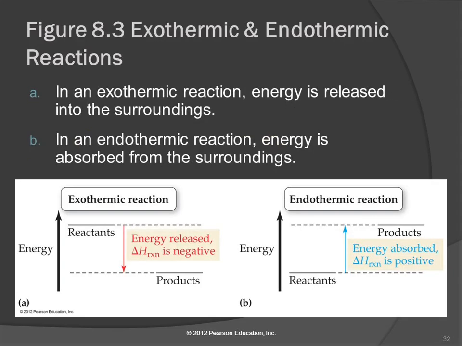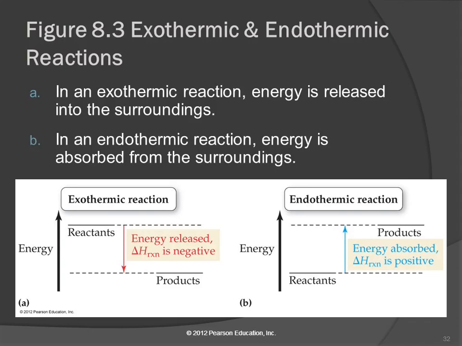So here's a diagram where we're graphing the energy levels of the reactants and the products. In an exothermic reaction, the reactants start out with higher energy. Some of that energy is released, and the products end up at lower energy. This energy is mostly potential energy. So it's stored in the chemical bonds. In the process of the reaction, when the bonds are broken, energy is released. And the result is that the products have less energy.